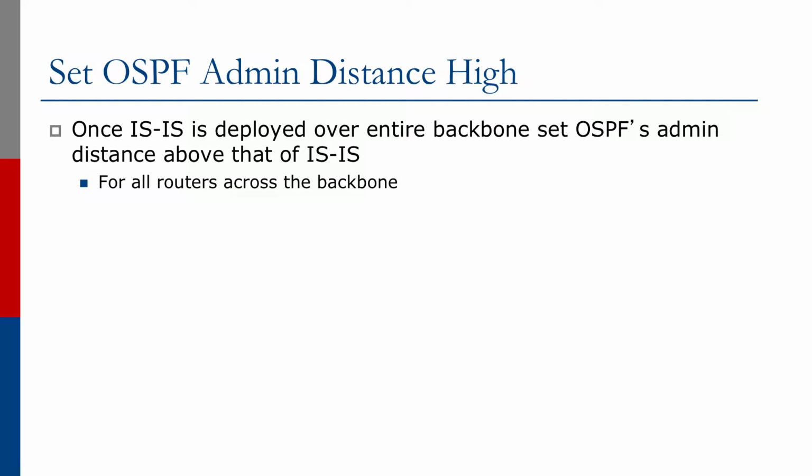Once ISIS has been deployed over the entire backbone, we can now set OSPF's admin distance above that of ISIS. And we do this for all routers across the backbone. There's no real sequence required. We can do any router as we wish, working across the backbone. The main thing is not to forget any.